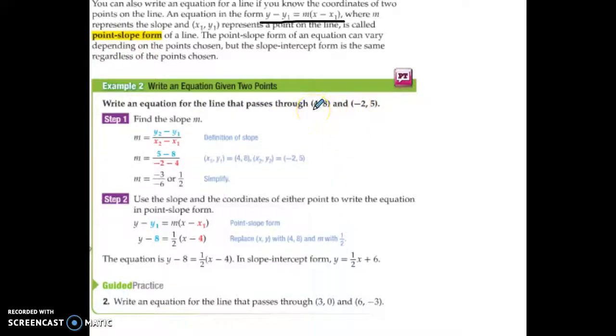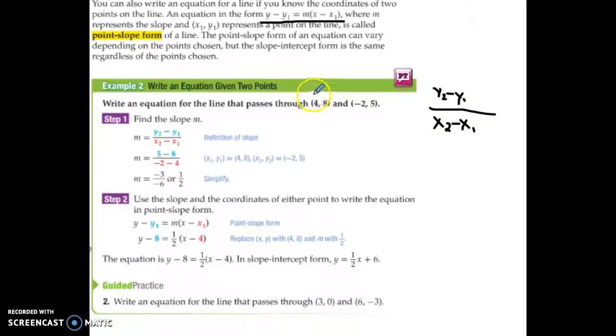A couple days ago, we talked about the slope formula. y2 minus y1 over x2 minus x1. We should all have that in our notes still. I told you this formula would be following you for the rest of your mathematical careers in high school. But we're just gonna find the slope given 2 points.